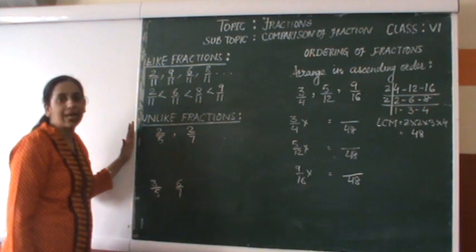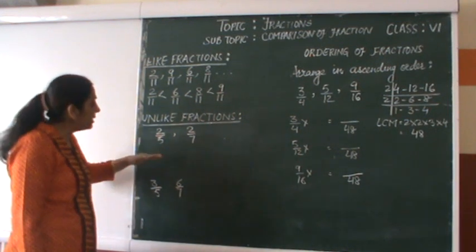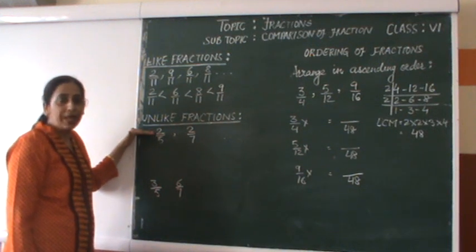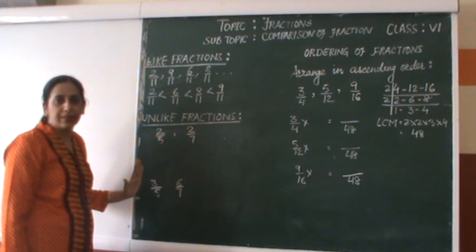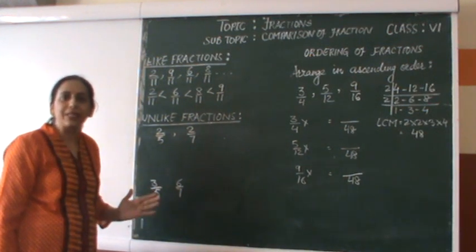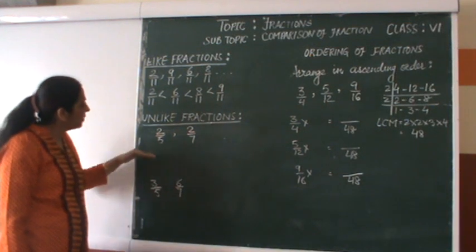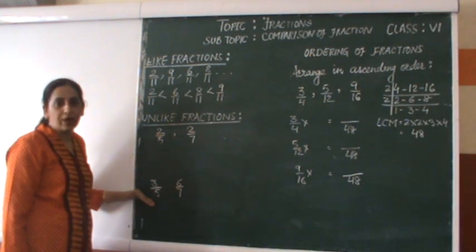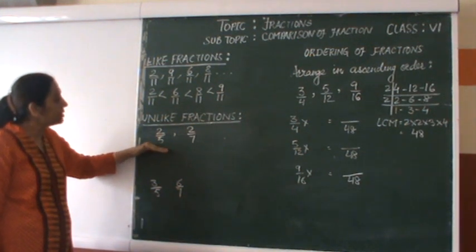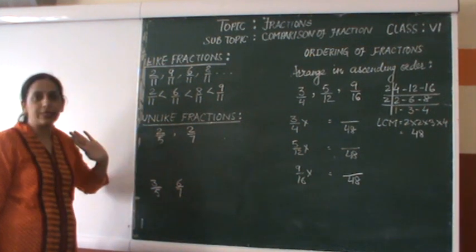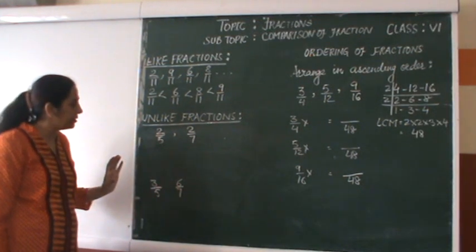Then I come to unlike fractions. We have unlike fractions of two kinds: one in which numerators are the same and one in which numerators are not the same. Actually, unlike fractions are fractions with different denominators. So you can observe these are two kinds of unlike fractions. In these unlike fractions, we have the same numerator. So how can we make the comparison between these two fractions?